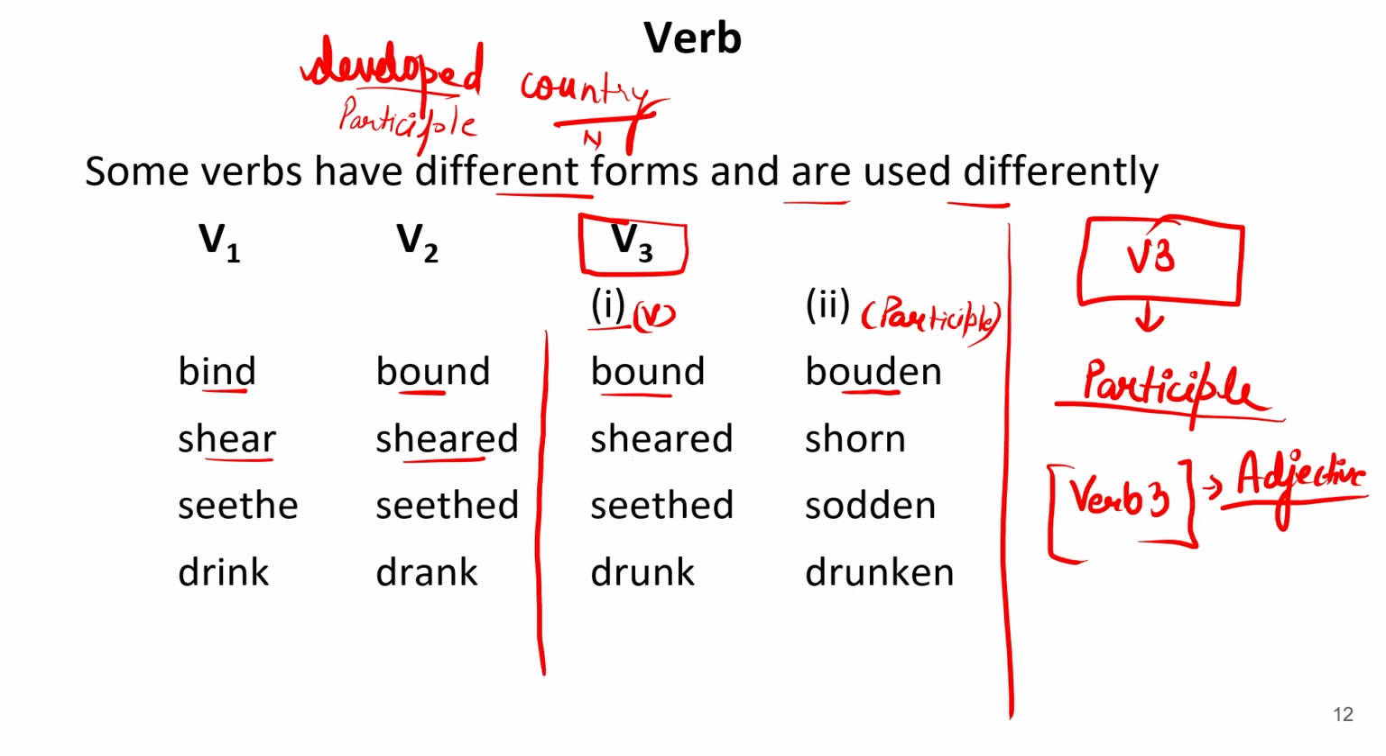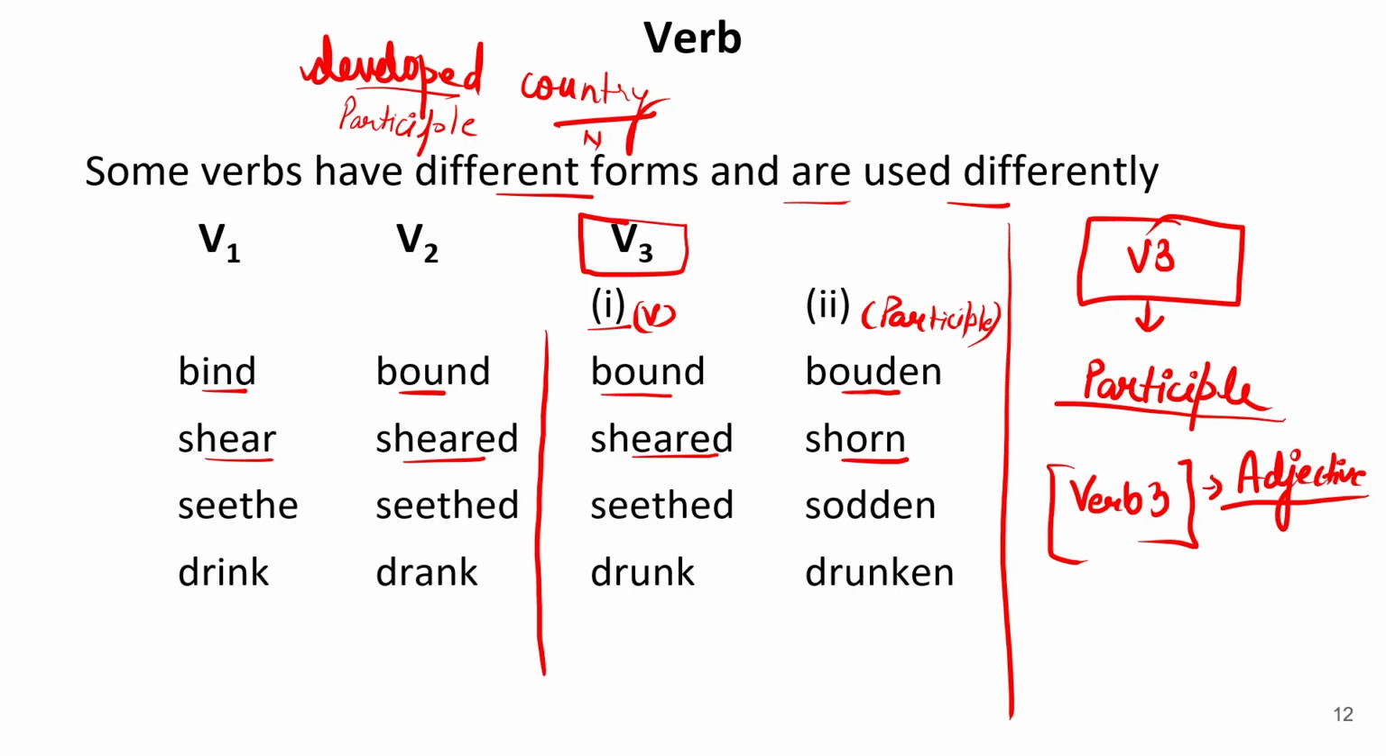Now the third form of shear is sheared, and it can be shorn as well. So shorn is a participle and sheared is the verb third form. For example, I saw a shorn sheep. Shorn means a sheep whose wool has been shaved off or sheared off.